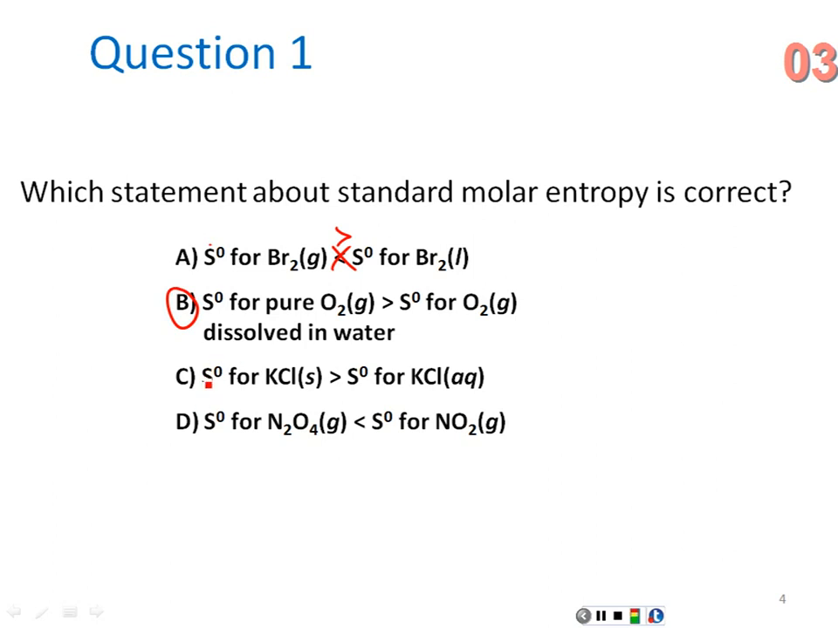C, the entropy for potassium chloride solid is greater than the entropy for potassium chloride dissolved in water, an aqueous solution, and that is incorrect. Entropy is greater when a solid is dissolved. And D, the entropy of N2O4 gas is less than the entropy for NO2 gas, and that is also incorrect. If you remember, more complex molecules, as long as they're in the same phase, have higher entropy.